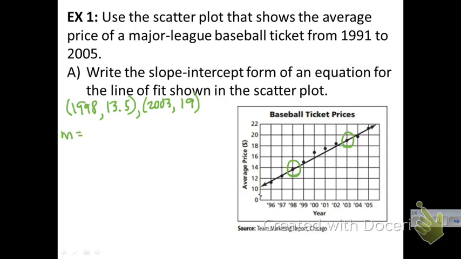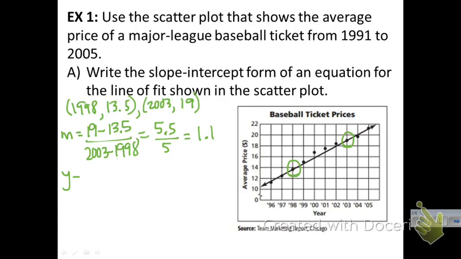We practiced this the other day on one of our assignments. So y2 minus y1, I'm going to take 19 minus 13.5, all over 2003, our x2 minus our x1. So on the top, 19 minus 13.5 gives us 5.5. 2003 minus 1998 gives us 5. We divide those and you get 1.1. So that's our slope. From here to write our equation, remember that we go y minus y1 equals m times x minus x1.